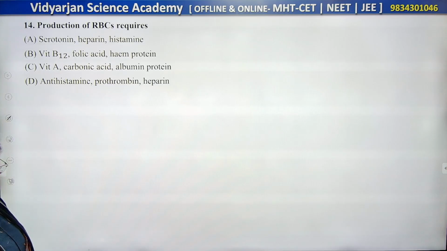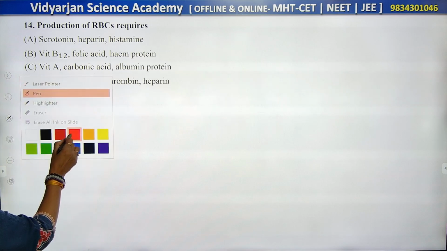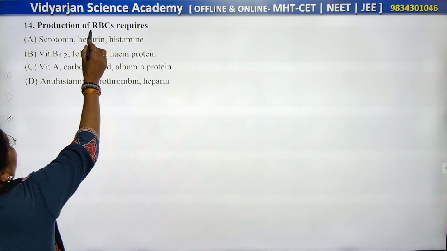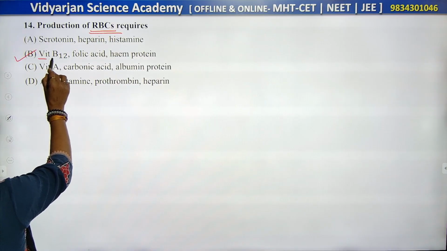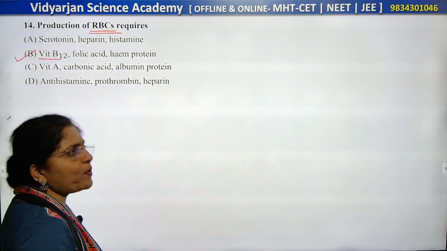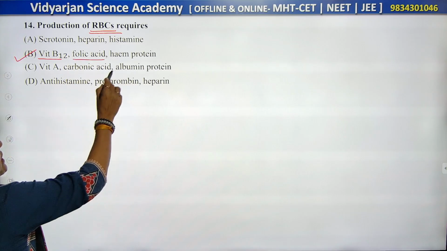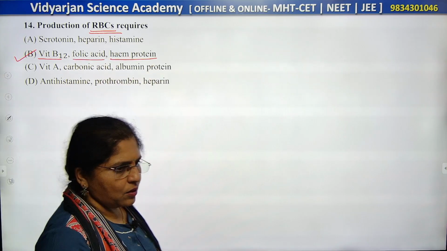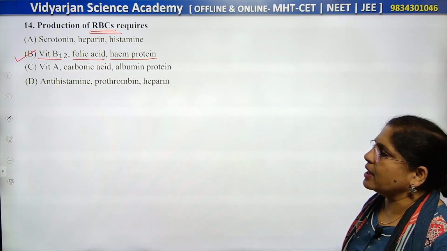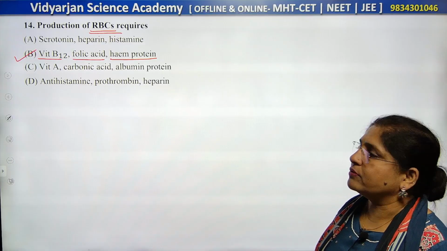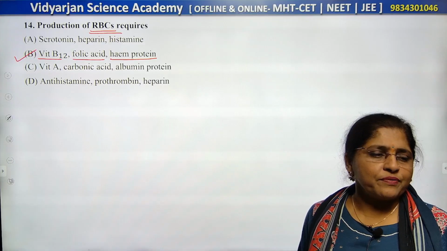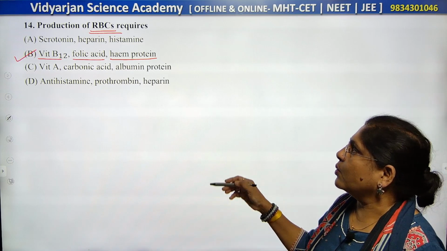Production of RBCs requires. What is the correct answer here? RBCs are the red blood cells here. Obviously, you should have quite a good concentration of vitamin B12. You should have folic acid and you should have heme protein. These are the very important precursors which are used here for the production of blood, specifically RBCs.